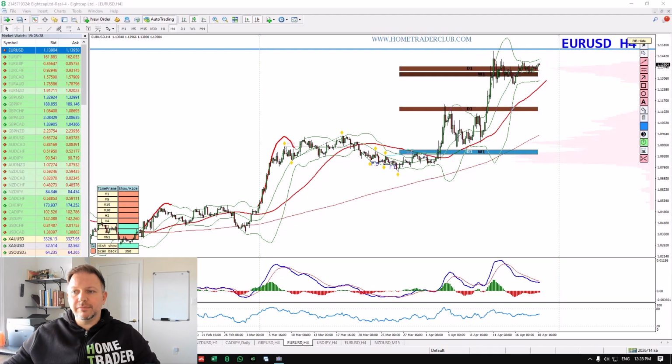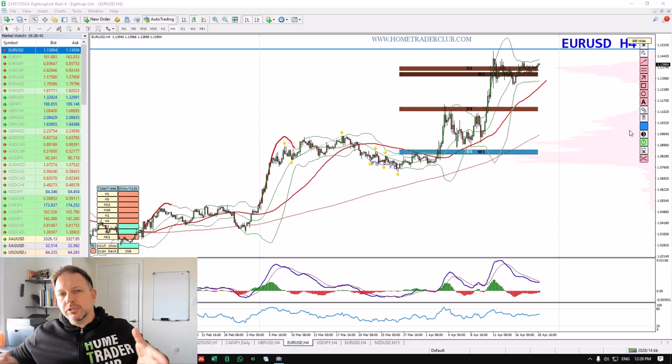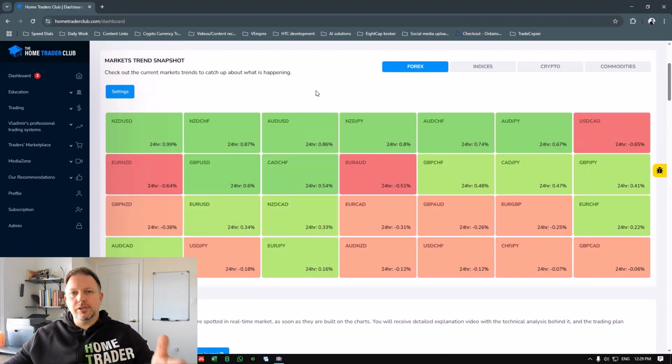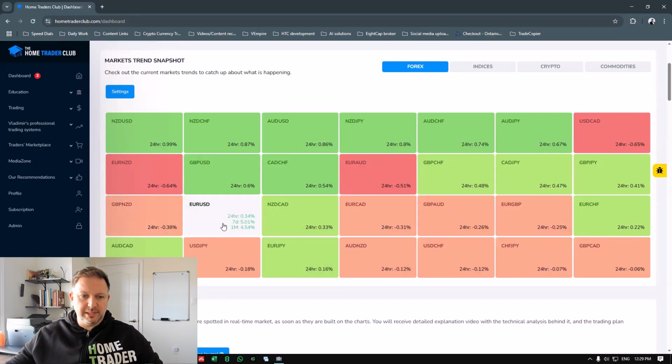Until that, I believe the bullish pressure is yet here and should be able to slowly push the euro dollar towards the zone where from very likely the sells will take place. Another important thing to pay attention to, let's go to our members area in Home Trader Club. Take a look on the numbers, pure numbers of the percentage change. 4% and 5% in the recent, I would say, the most important full trading days.